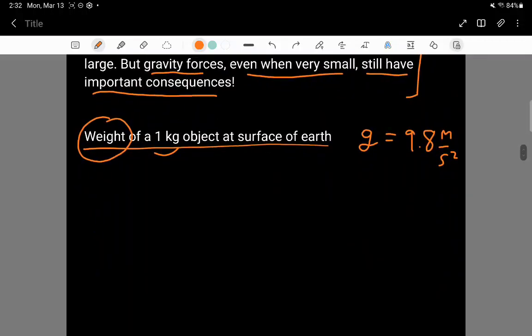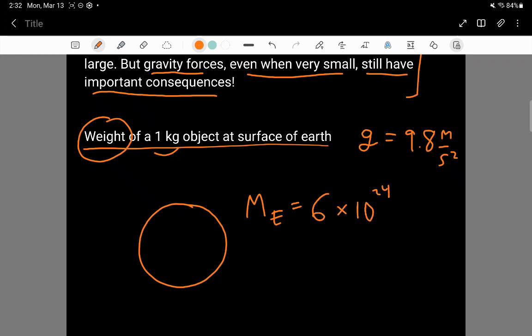So here is the Earth. And the Earth has a really big mass. So the mass of the Earth is about 6 times 10 to the 24th kilograms. Wow, 6 times 10 to the 24th kilograms. That's huge, right?